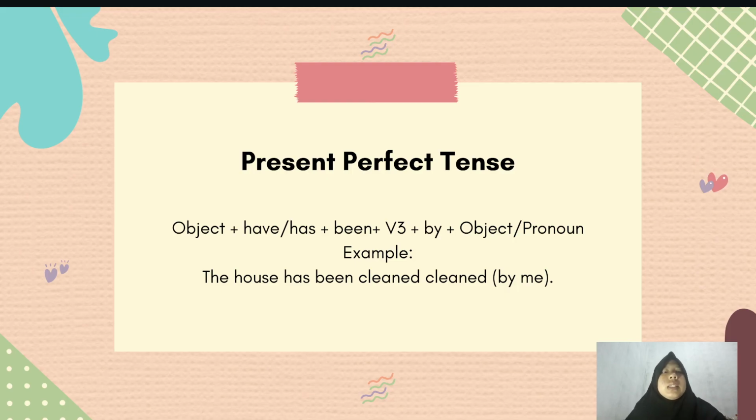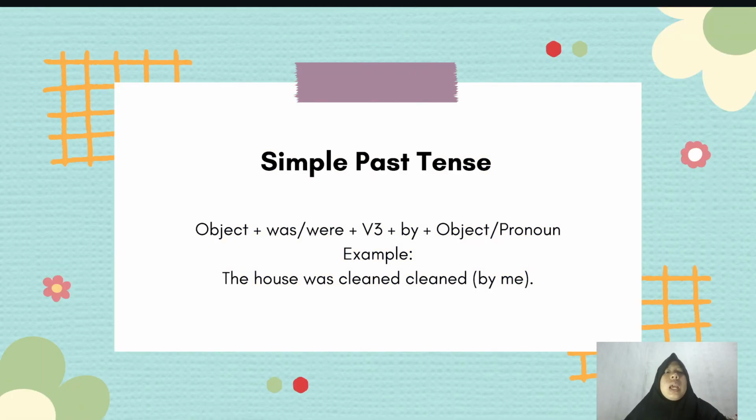Okay. Next, let's look at the simple past tense, which is used to describe actions that happened at a specific time in the past. To form the passive voice in the simple past, we use was or were followed by the past participle.